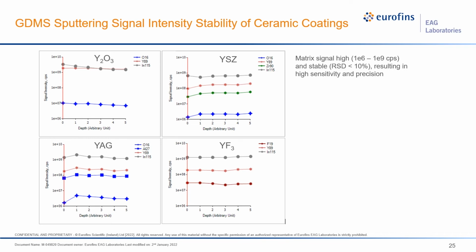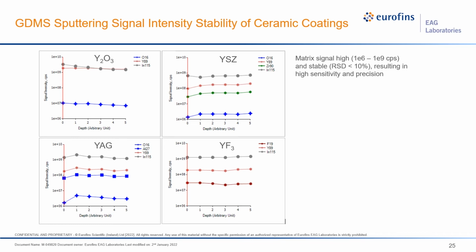Take, for example, pure yttrium coatings. Here is the signal of the yttrium, the red line, and the oxygen is the blue line, with indium as a secondary electrode. You can see the signal is very stable, and the variation is below 10%, which is similar to the metals. Similarly, you can see for yttrium stabilized zirconium, the yttrium aluminum garnet, and the yttrium fluoride, we can all achieve stable sputtering with very high signal sensitivity, signal intensity.